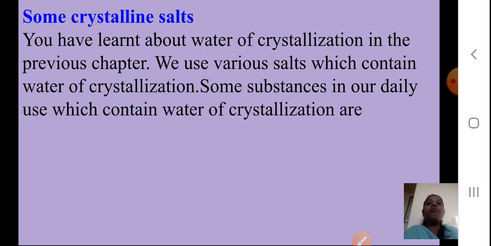Okay, some crystalline salts now we will study. Okay students, you have learnt about water of crystallization in the previous chapter. You know what crystallization water is, right? We use various salts which contain water of crystallization. Some substances in our daily use which contain water of crystallization are, so we will see which are those salts which we use in daily life which contain the water of crystallization.